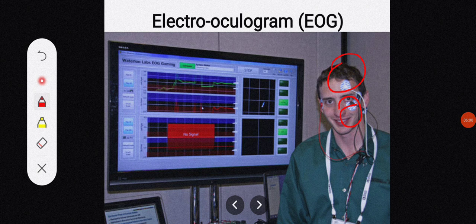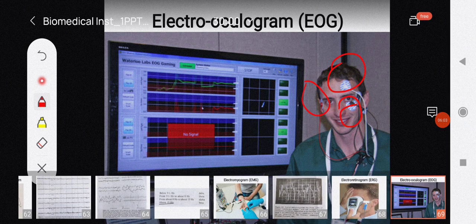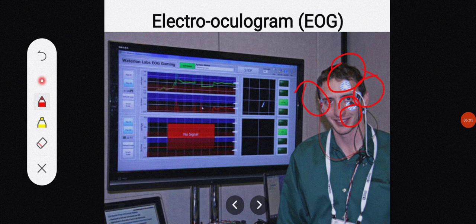Another pair of electrodes is positioned to the left and right of the eye, as you can see here, to measure horizontal movement of the eyeball. The recording pen is generally centered on the recording paper, corresponding to the voltage changes accompanying the movement. So this was about electrooculogram. It is the recording of bioelectric potentials generated by the movement of the eyeball.